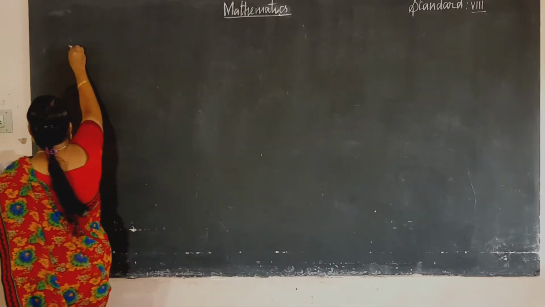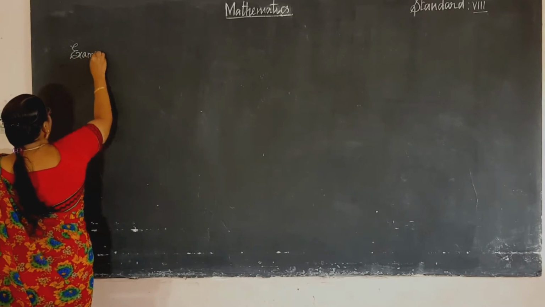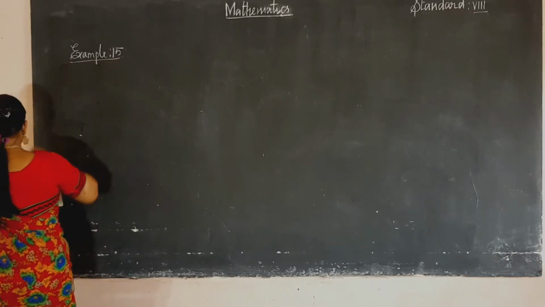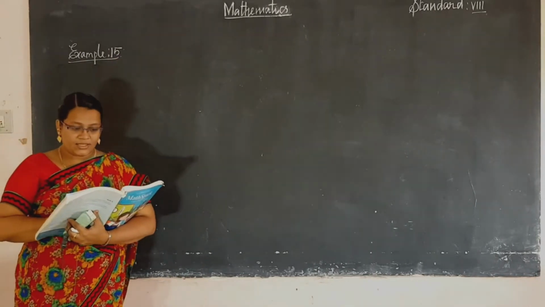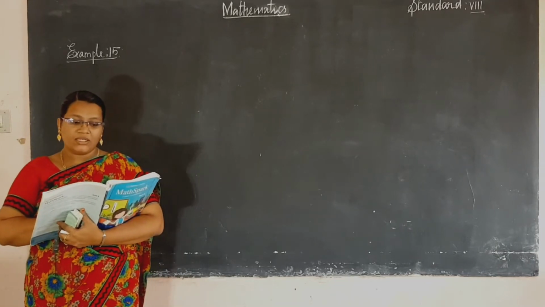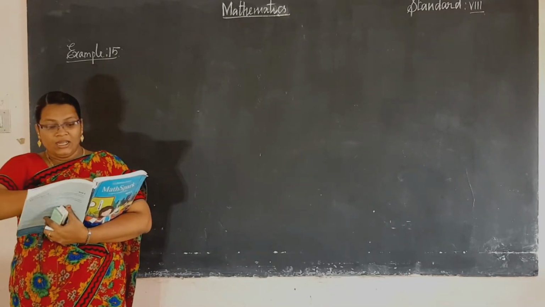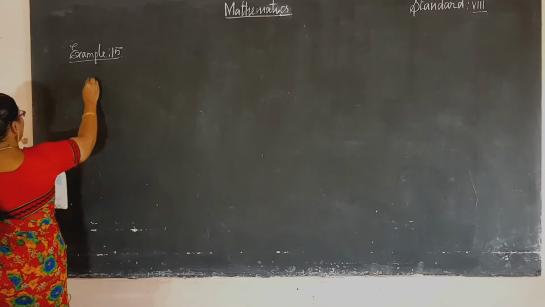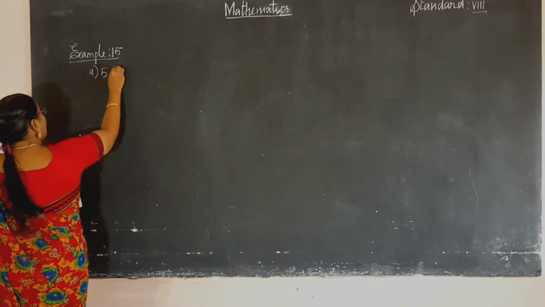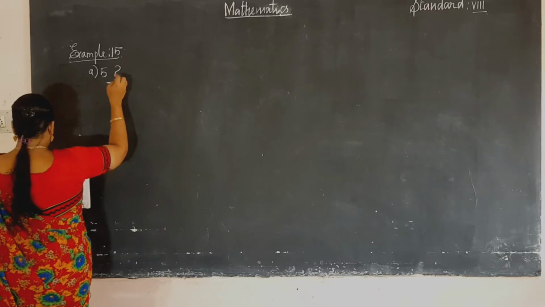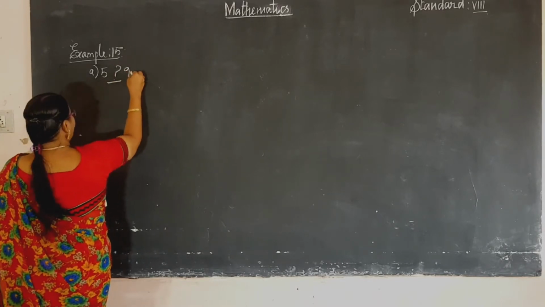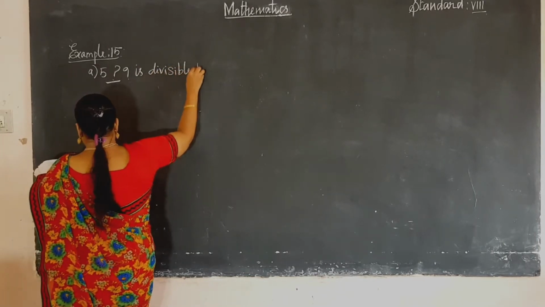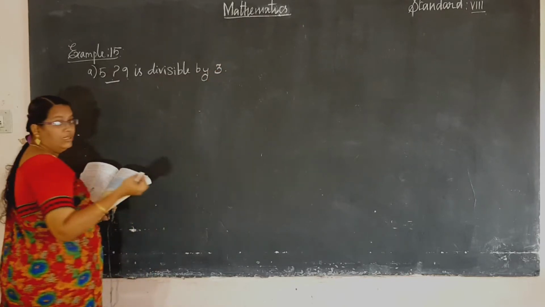So now see example 15. Find the least digit which can replace the question mark in the given numbers. Two numbers are given. The first one is 5?9, where we have to find this value so that it is divisible by 3.